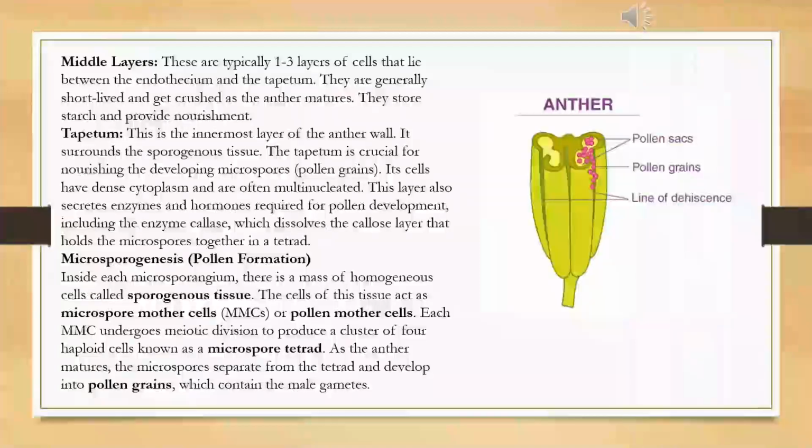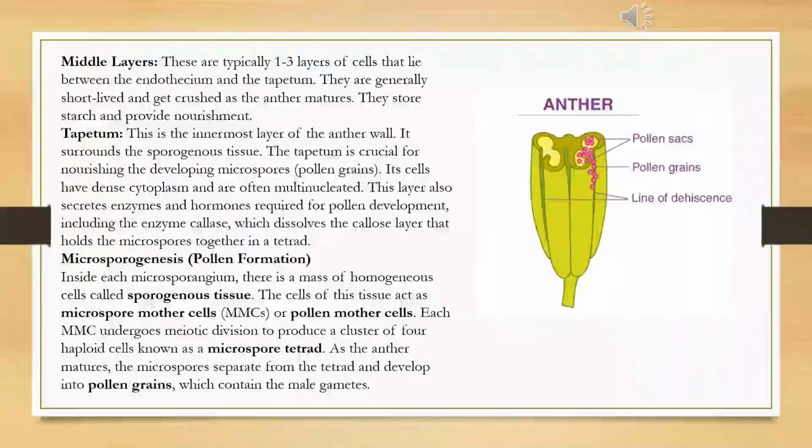The next is the middle layer of the anther. These are typically one to three layers of cells that lie between the endothecium and the tapetum. They are generally short-lived and get crushed as the anther matures. They store starch and provide nourishment.